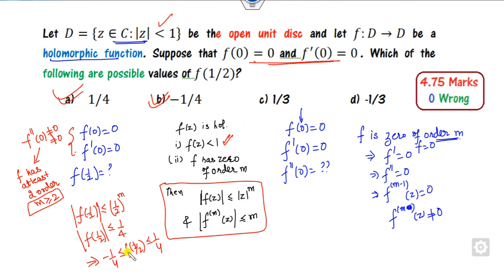Is 1 by 3 satisfied? No. It means these options are cancelled out. On the other hand, if you consider m as 3, this is minus 1 by 9, plus 1 by 9. Again these options are discarded and so on. So at least this value is considered for m is 2. For m is equal to 3, none of the values. So what are the possible values? 1 by 4 and minus 1 by 4 are the possible values. So you should remember this result.